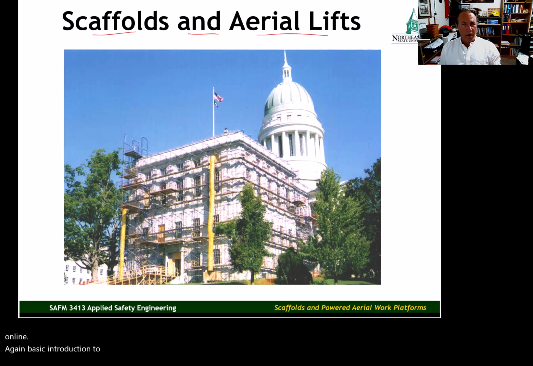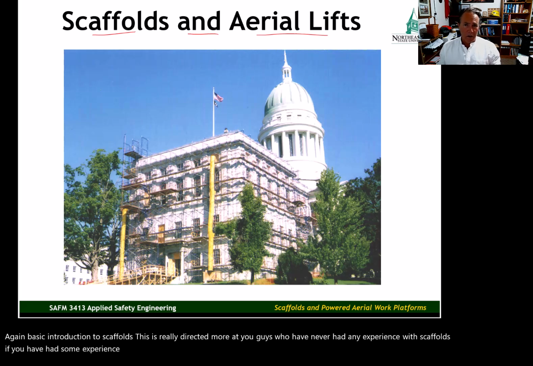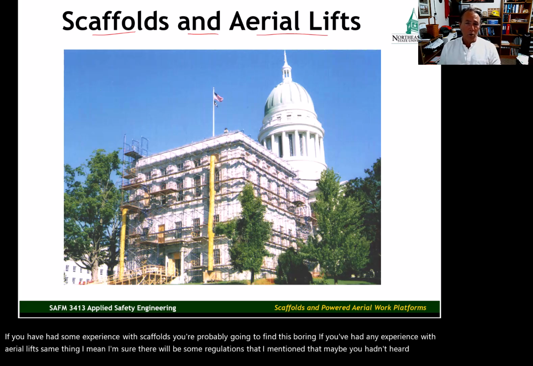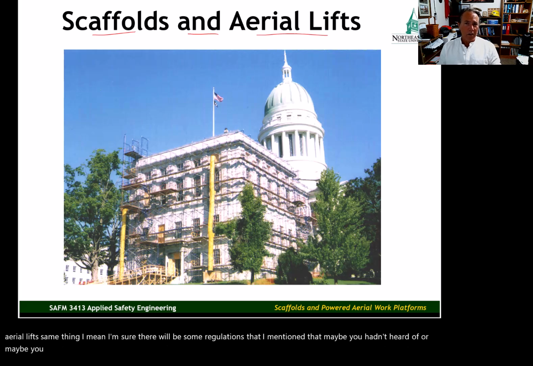This is really directed more at you guys who have never had any experience with scaffolds. If you have had some experience with scaffolds, you're probably going to find this boring. If you've had any experience with aerial lifts, same thing. I'm sure there will be some regulations that I mention that maybe you hadn't heard of, or maybe you had forgotten. So there's value for everyone, but it's really going to be most valuable to those who have never worked around scaffolds.